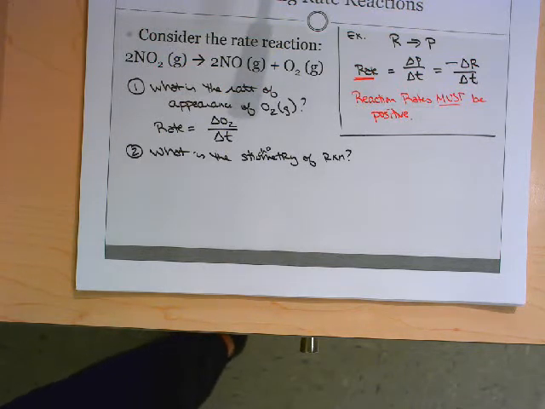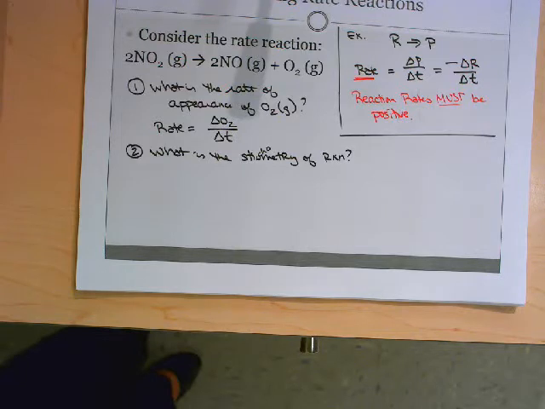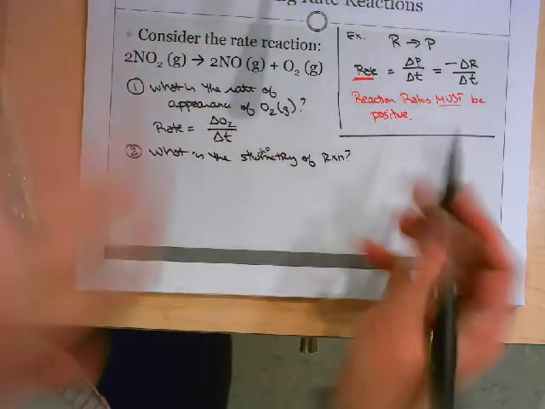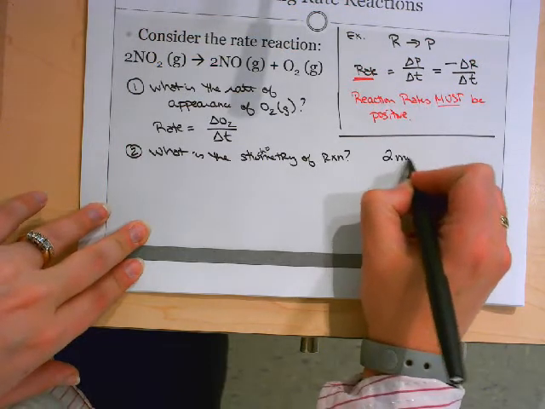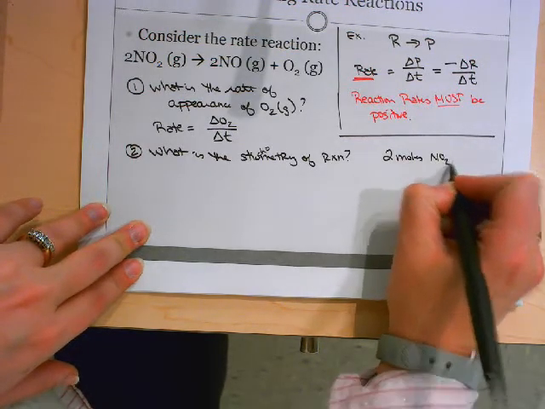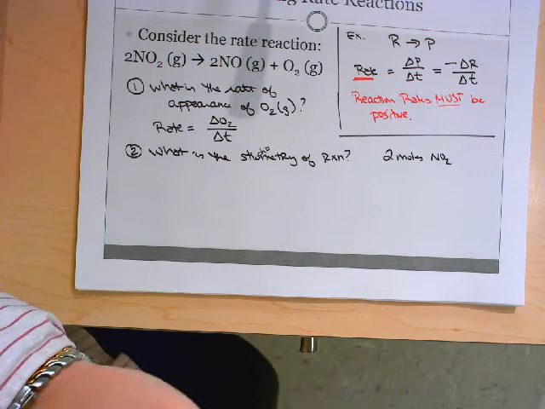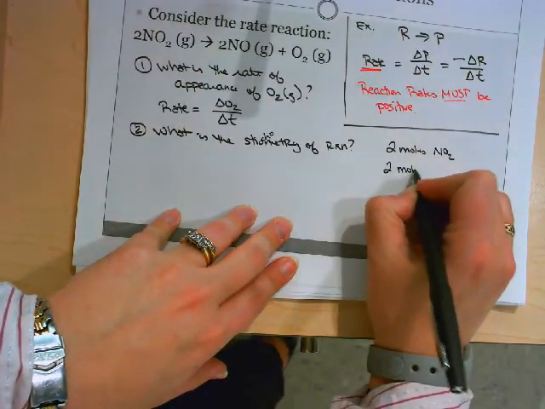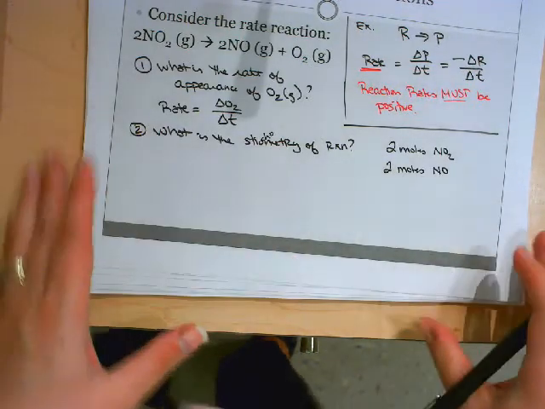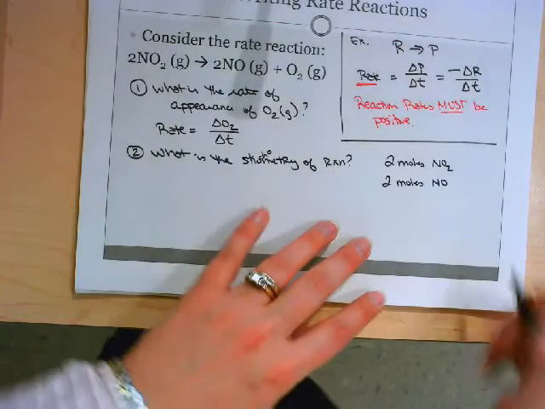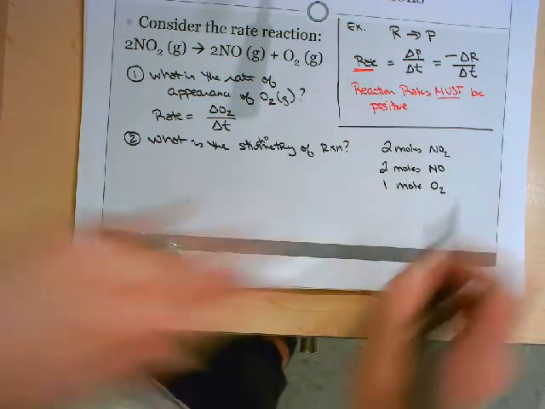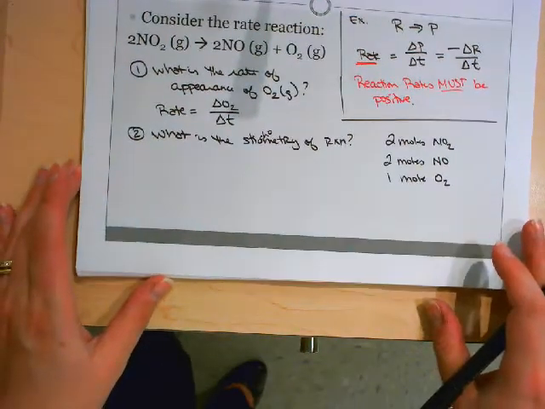Alright, so what's the stoichiometry of the equation? How many moles of nitrogen dioxide go in? Right, so we have 2 moles NO2. How many moles of nitrogen oxide come out? Okay, 2 again. And then how many moles of oxygen are produced? 1, right? Hopefully those are all gimmies.